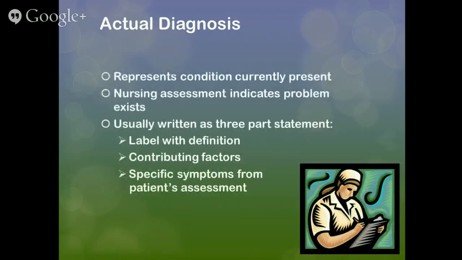When we look at our actual diagnosis, this represents a condition that is currently present with your patient. Your assessment of your patient indicates the problem exists. So during your assessment, you have figured out what they're related to, and you have the signs and symptoms of your nursing problem. It's usually written as a 3-part statement. So we have the label with definition if needed. We have our contributing factors, which are related to, and we have specific signs and symptoms from your patient's assessments, which are written as manifested by. So when we look at our actual nursing diagnosis, we need those 3 parts. We need a title, related to, and as manifested by.